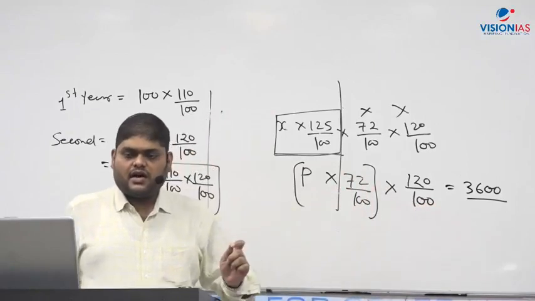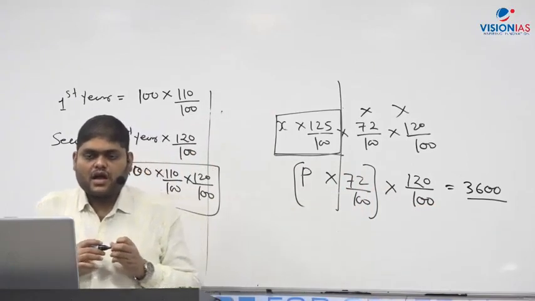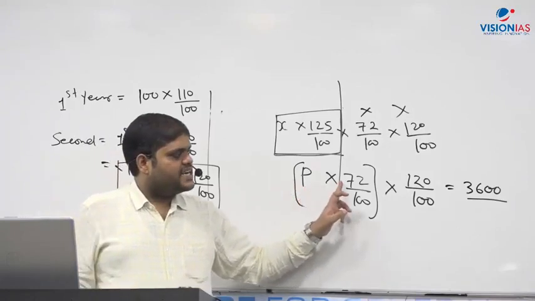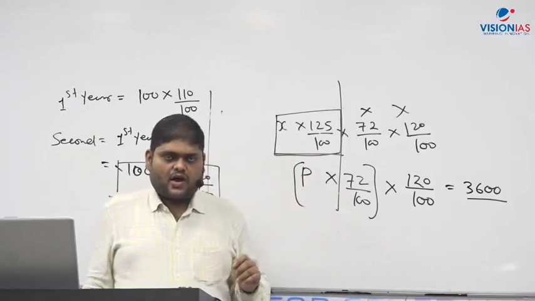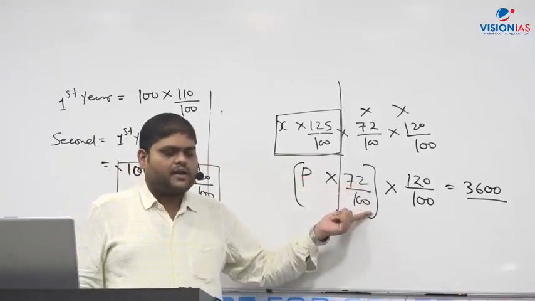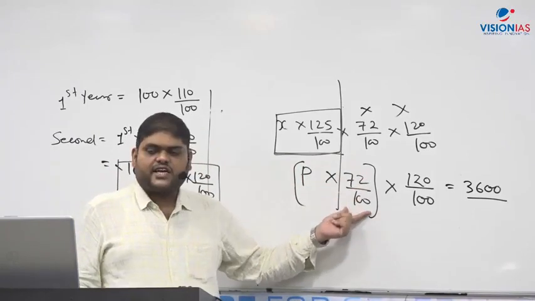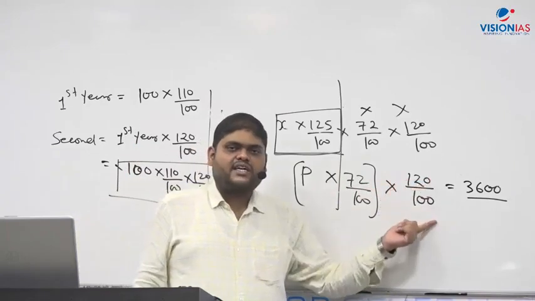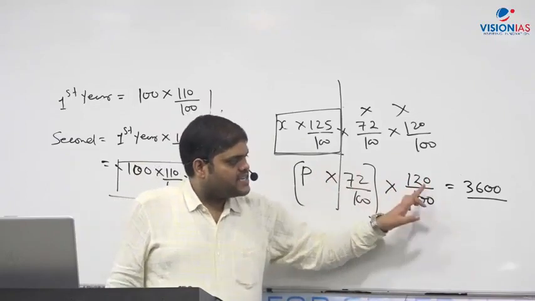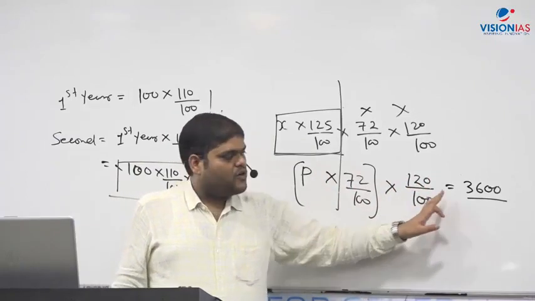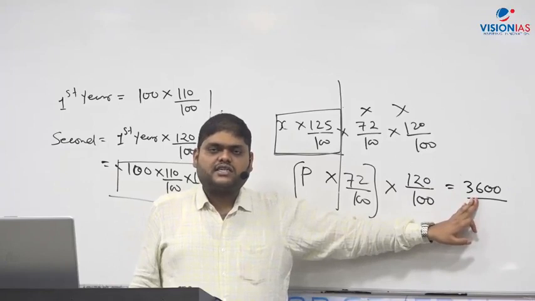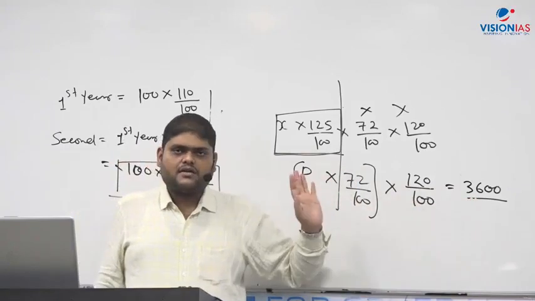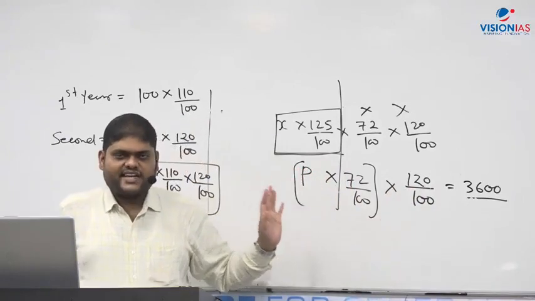What is the question? The first year the population decreased by 28%. When the population is decreased by 28%, the population becomes 72 upon 100. Next year, the population increased by 20%. And now the population becomes 3,600. What is the original population? Now we can solve this thing. Are you getting my point or not?